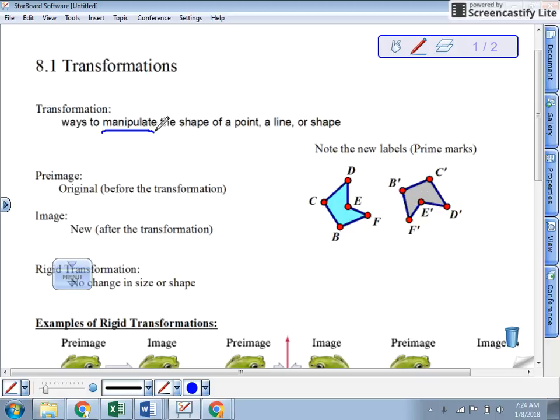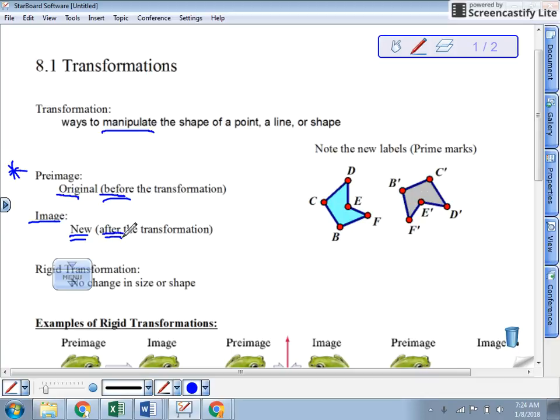A couple of terms you need to know. First is the pre-image. The pre-image is the original, or we say before the transformation. How did that object start? Well, then the image is the new, after the transformation.